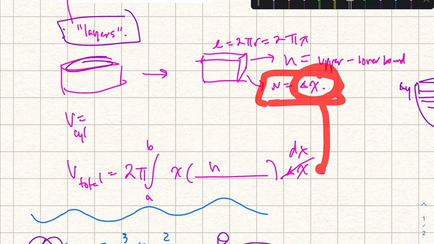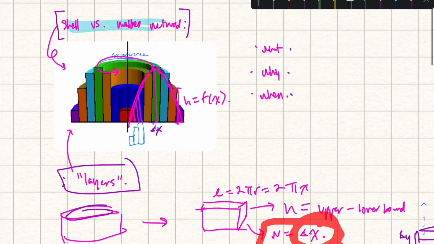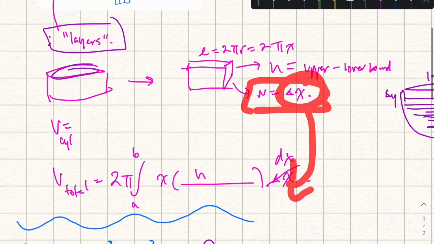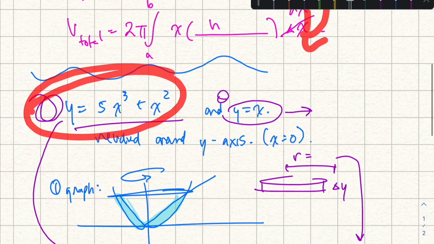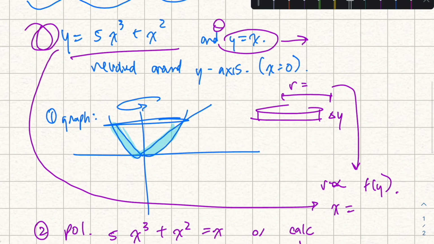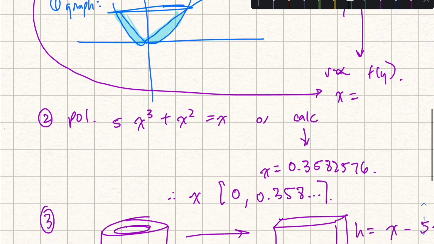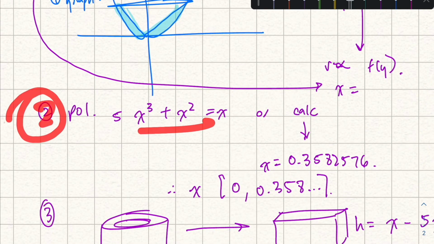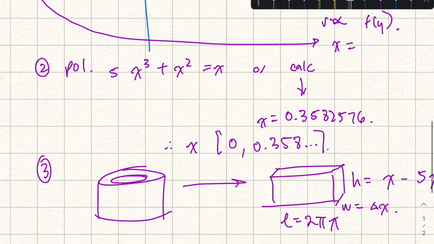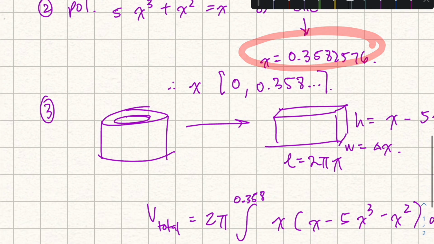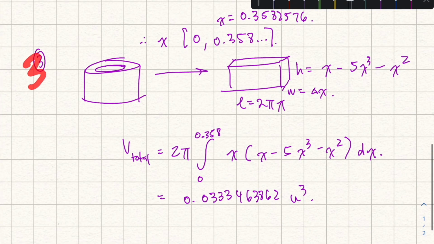And what's great about this solution, the shell method, is that we don't have to rewrite our variable with respect to anything other than what it was already given to us in. So that's good because we don't know how to rewrite it any other way. So after graphing, we find the POI. We can either set them equal to each other or use our calculator. In this case, the point of intersection is at x equals 0.358.